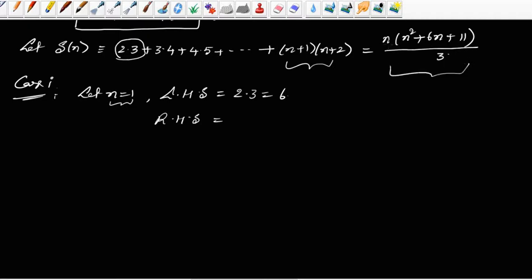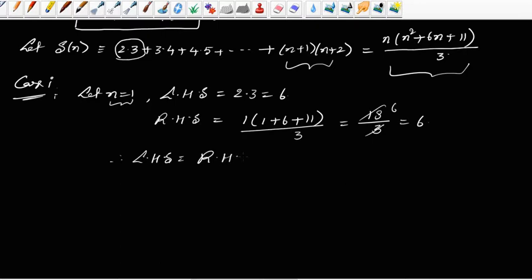Put n is equal to 1 in this one. 1 into 1 square means 1. 6 into 1, 6, plus 11, by 3. So finally, 6 plus 1, 7, 7 plus 11, 18 by 3. 3 sixes are 18. So 6 is the answer. Therefore, LHS is equal to RHS. Hence, we write the statement is true for n is equal to 1.